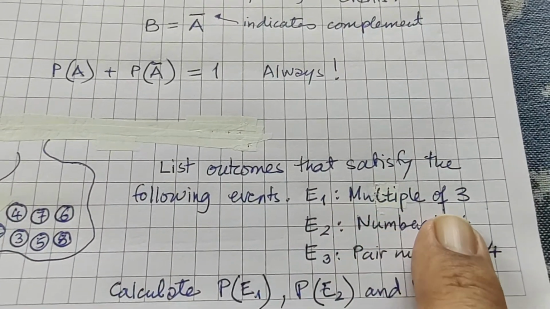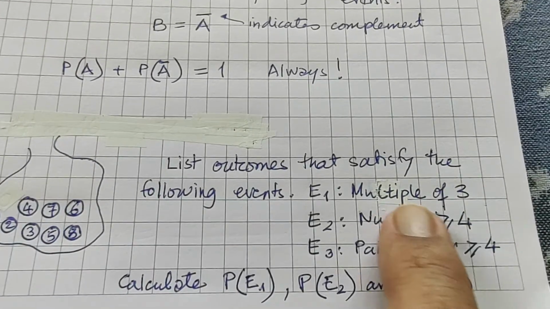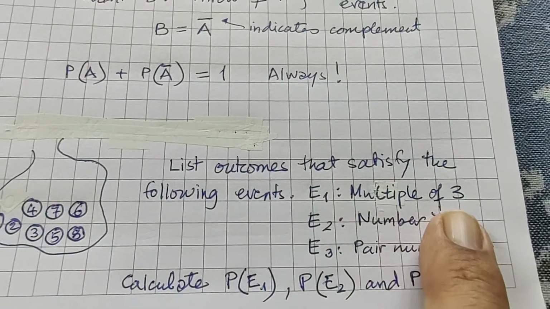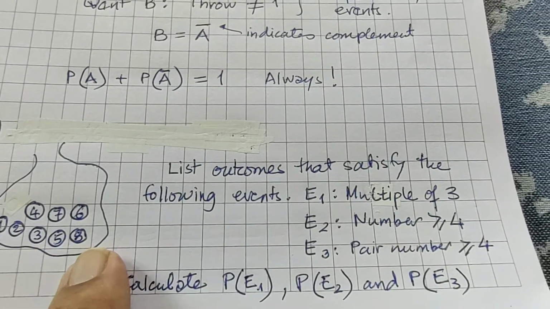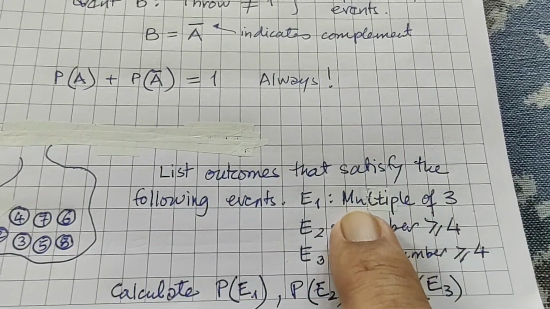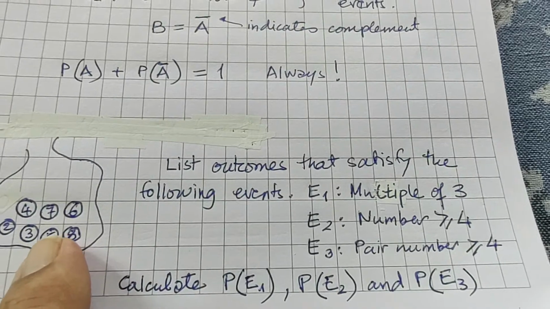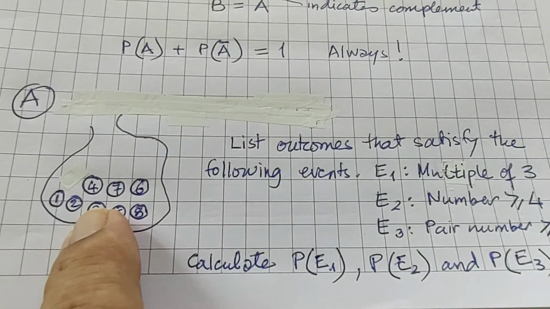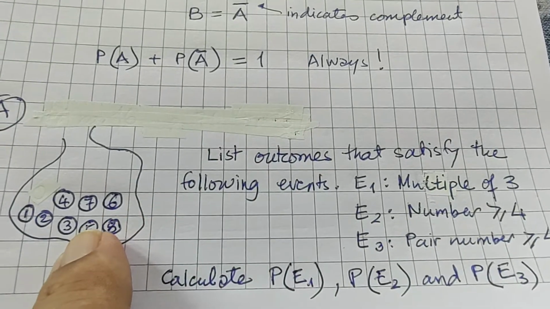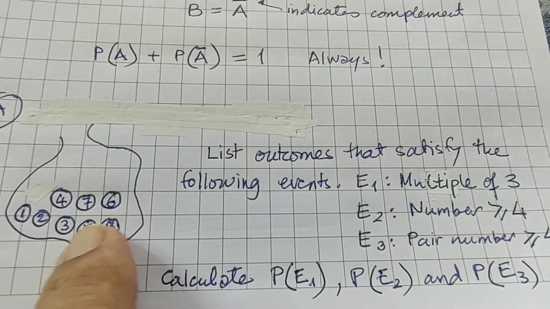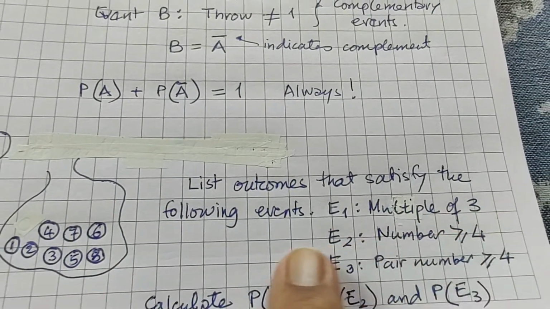E1, multiple of 3. This one I'll do for you. There are only two numbers that are multiples of 3. So the outcomes that make up E1 are 3 and 6. Sorry, 3 and 6. These are the only two numbers that are multiples of 3.